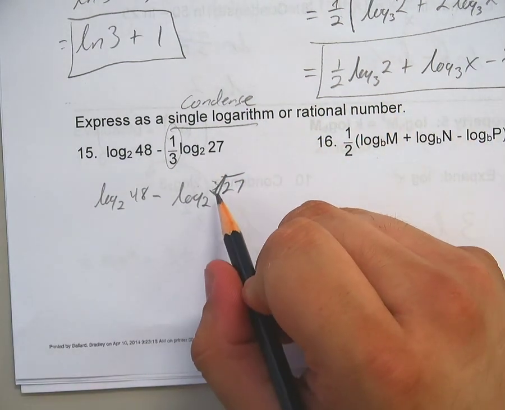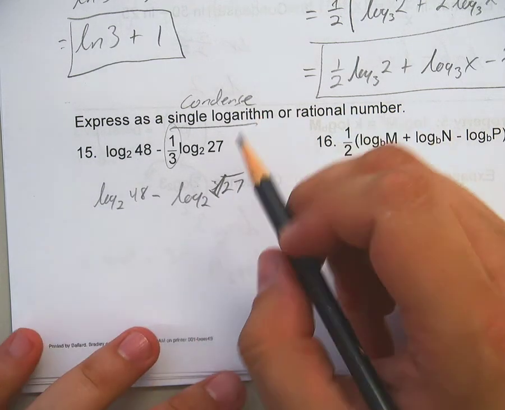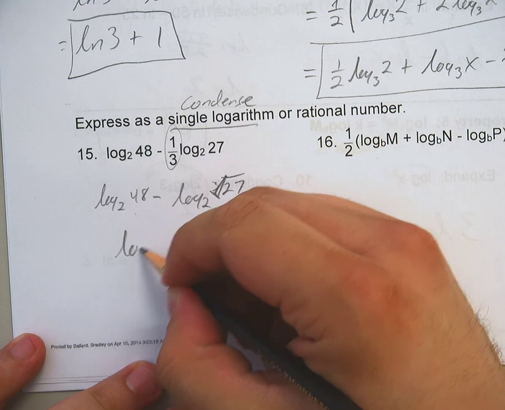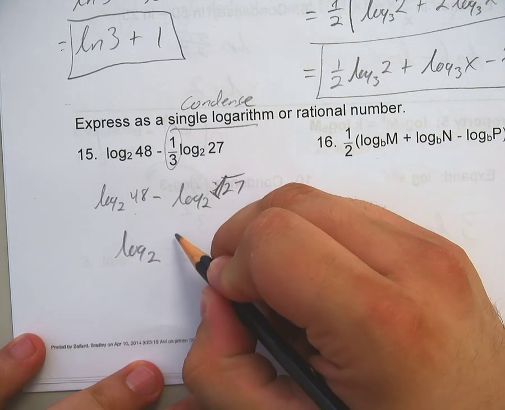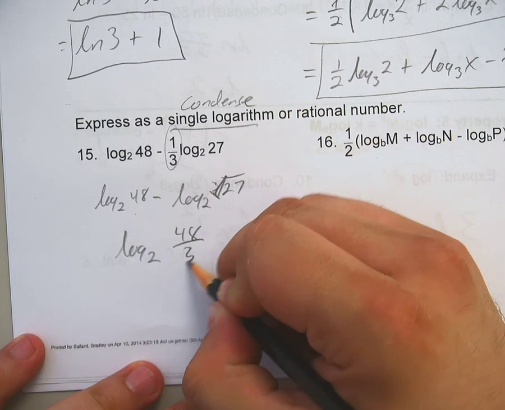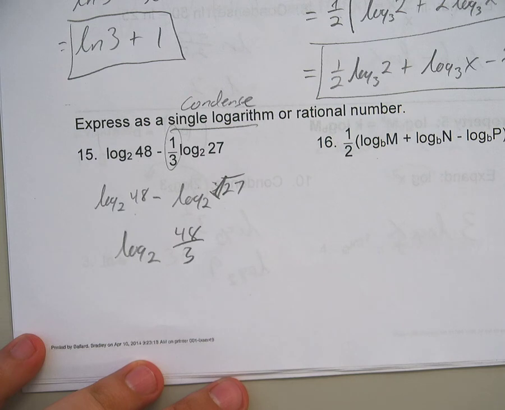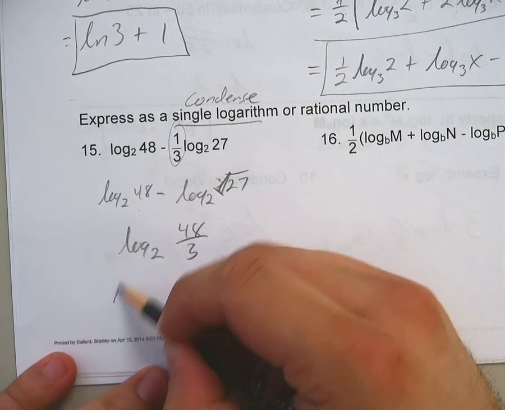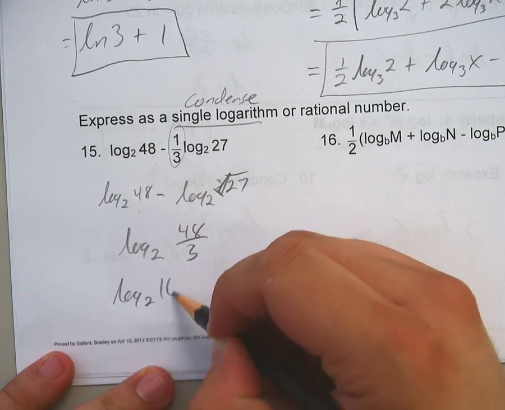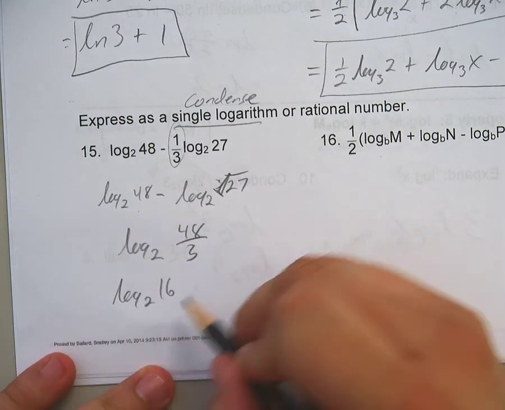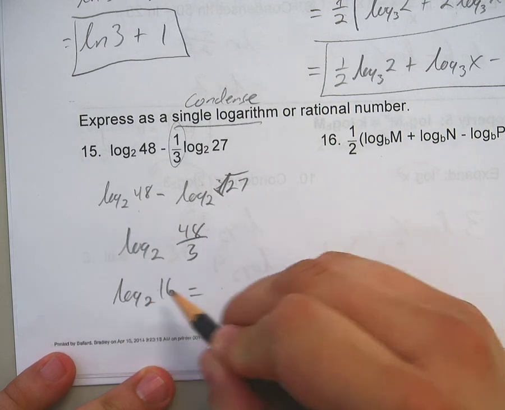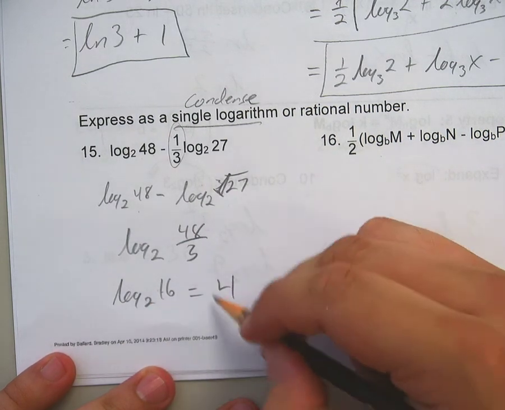And the cube root of 27 is 3. So let me set this up here. I'm subtracting those, so it's going to be log base 2 combined into 1. 48 over 3. 48 over 3 is 16. So log base 2 of 16. And this is asking 2 to what power gives you 16? And that is 4.